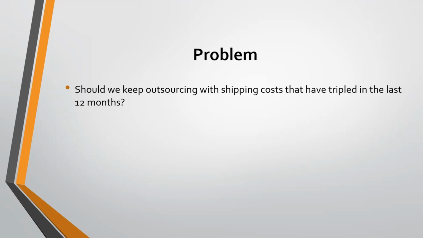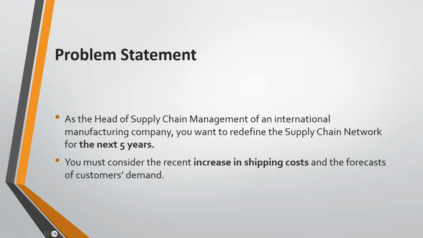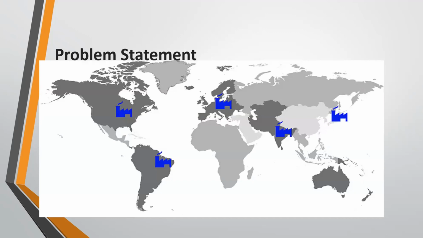And next, we have the problem statement. Basically, you want to refine the supply chain for the next 5 years. You must consider the increase in shipping cost and the forecast of customer demands. So basically, shipping cost is increasing, and you want a supply chain network for the next 5 years, so you are forecasting the customer demand for the next 5 years.